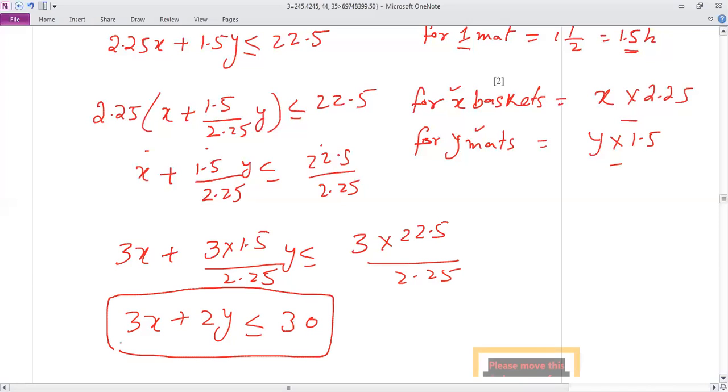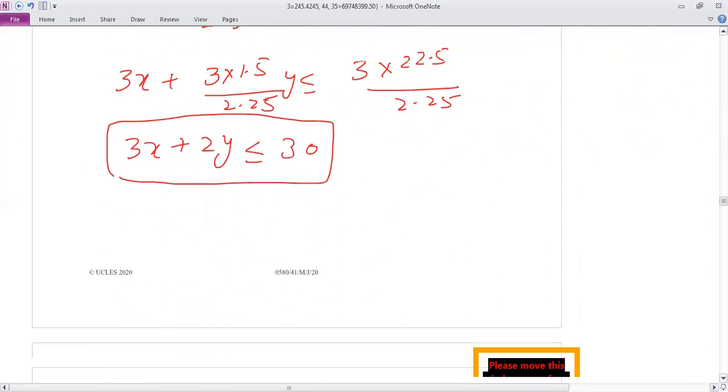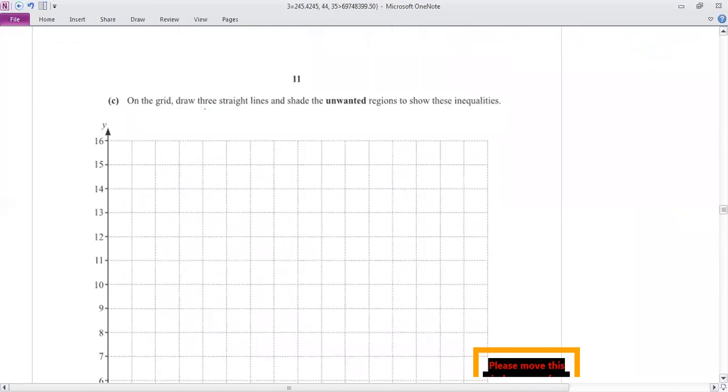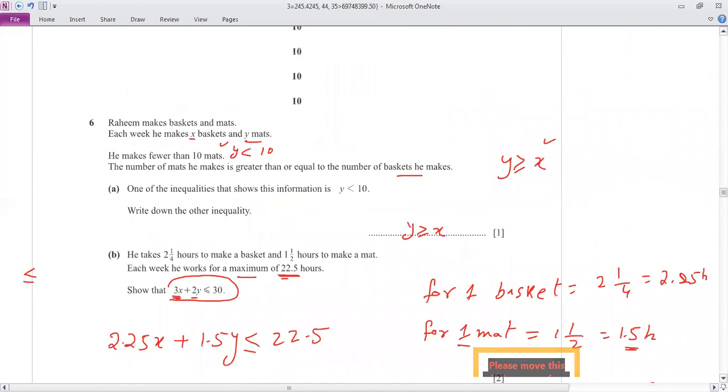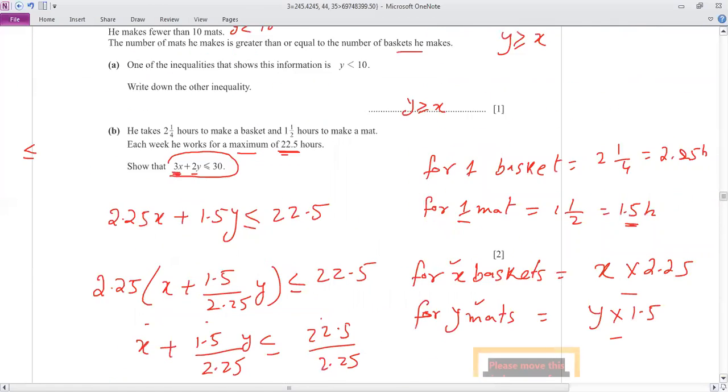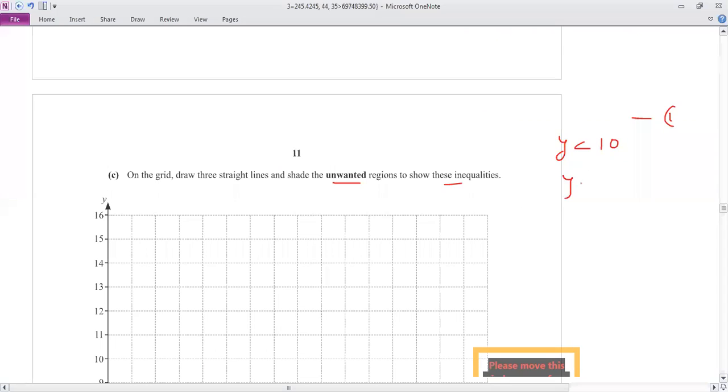Okay, then next, that requirement is complete now. Now we have to draw the inequalities. On the grid, draw the 3 straight lines and shade the unwanted region to show these inequalities. We have 3 inequalities. Inequality number 1 was y less than 10. The second was y greater than or equal to x.